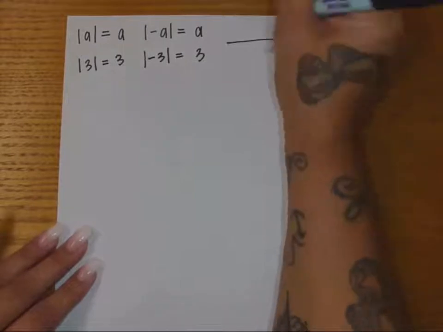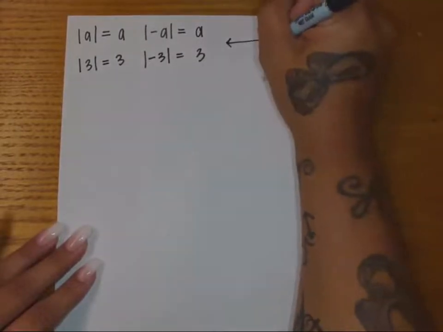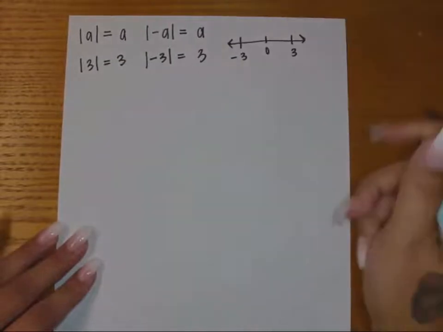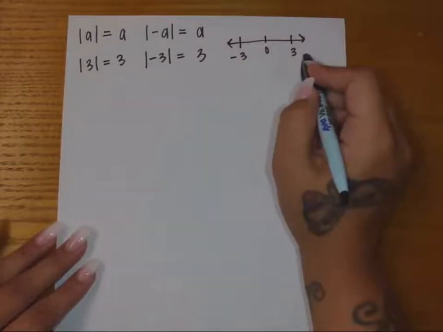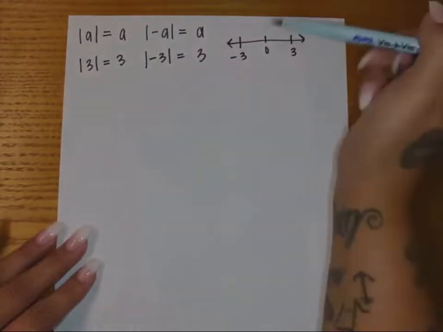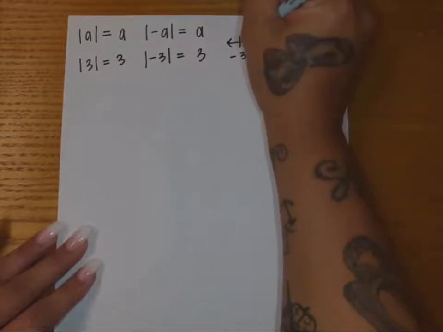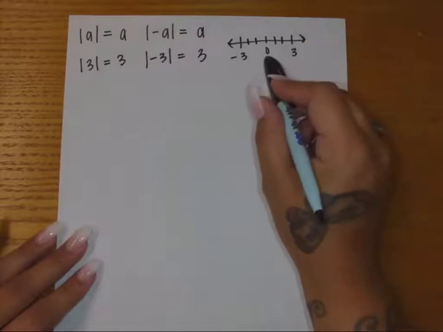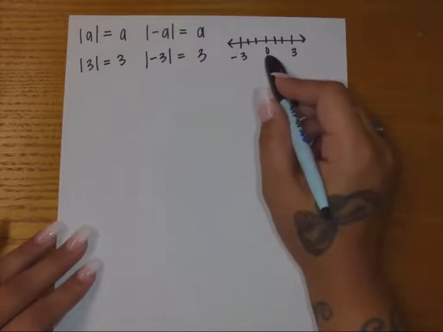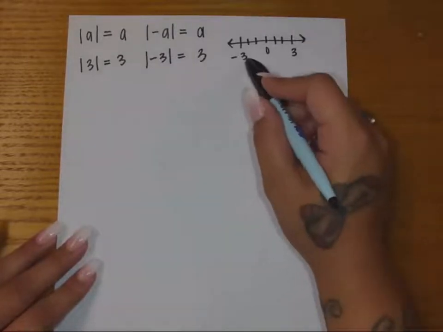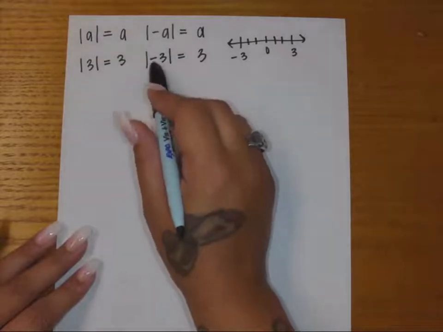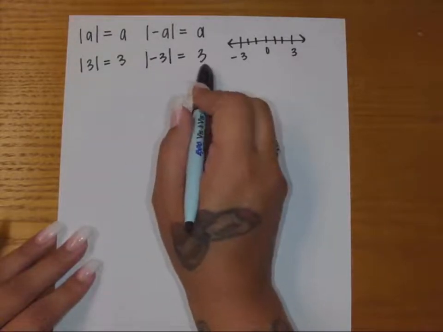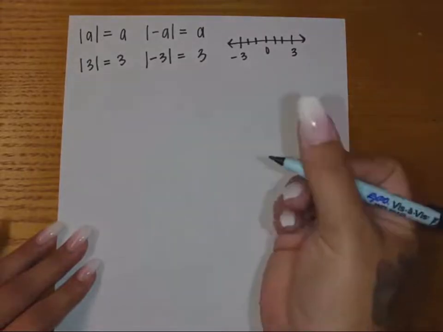If you think of a number line, this being 0, this being 3, and this being negative 3. The distance from 0 to 3, there are 3 units. There's 3 numbers to get to 3, and it's also the same distance from 0 to negative 3. So that's why even if you see a negative inside of the absolute value, you literally just look at the actual term itself, at the number.